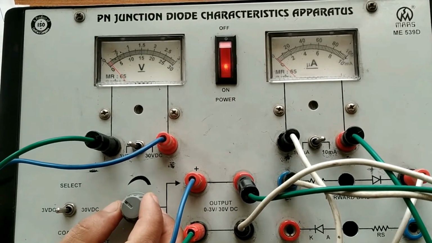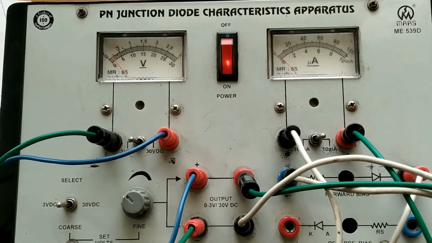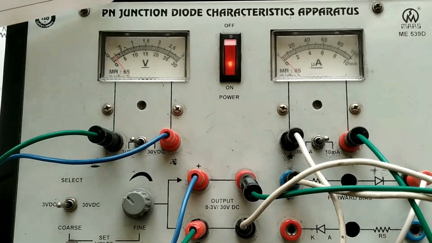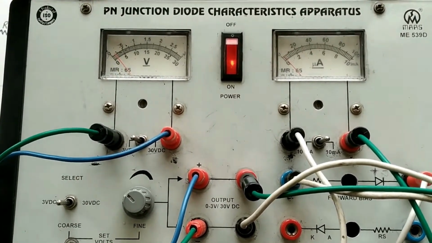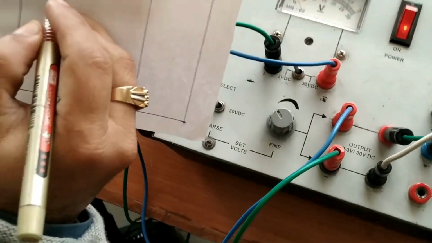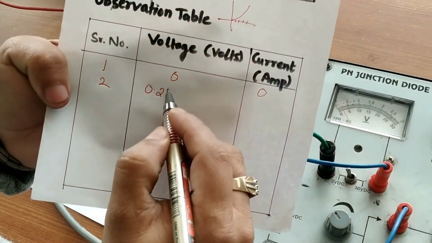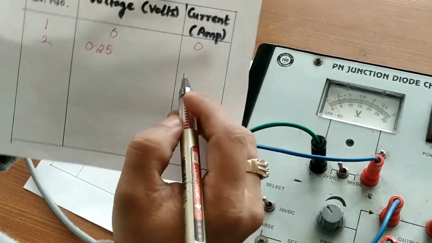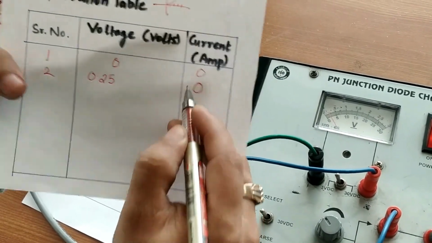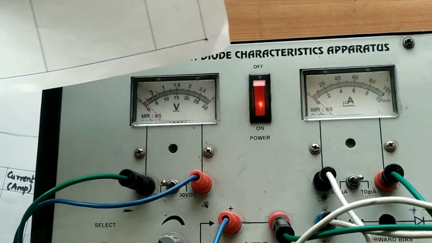Okay, so we have increased this. You can see that we have increased it to 0.25, and still the current reading I am getting is 0 ampere.